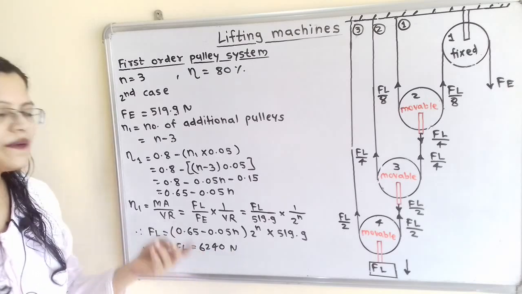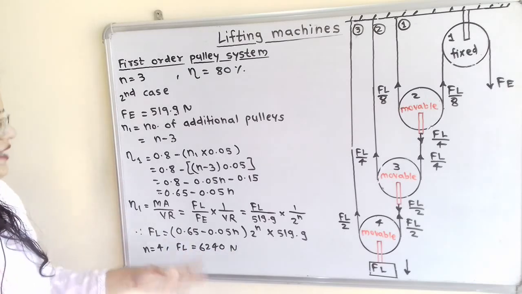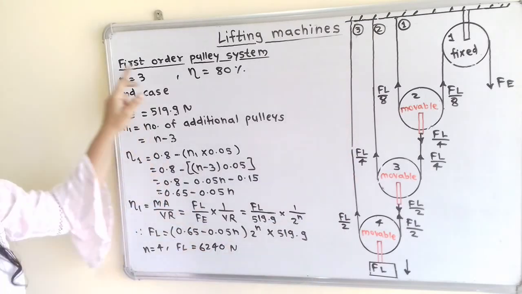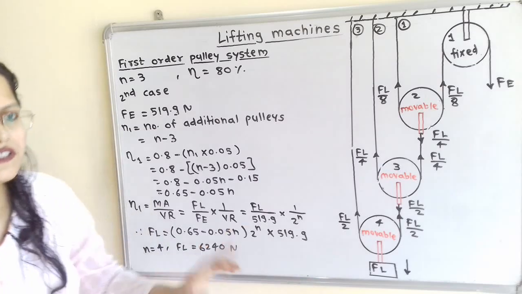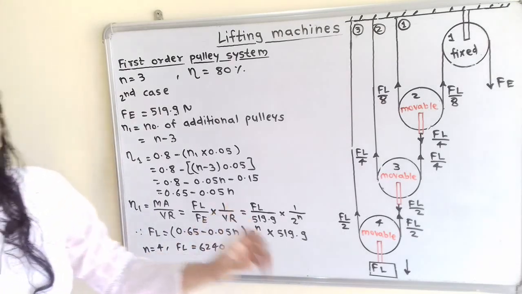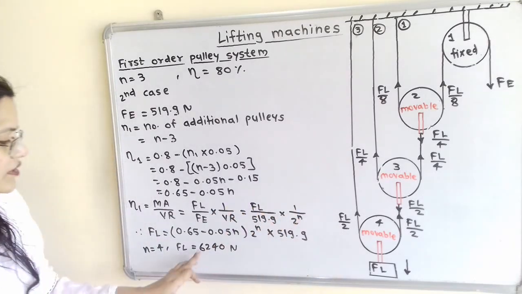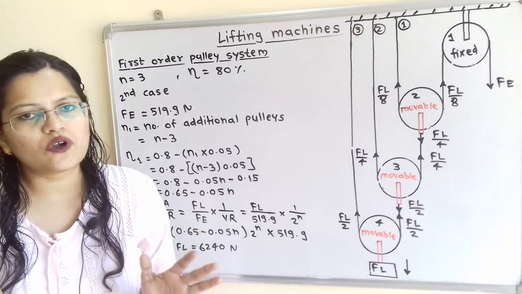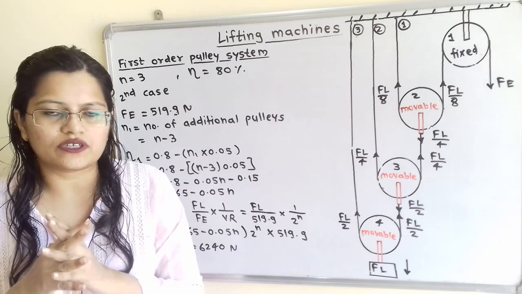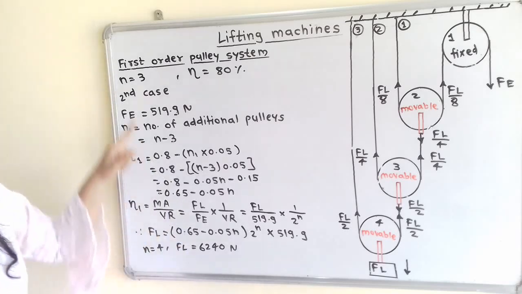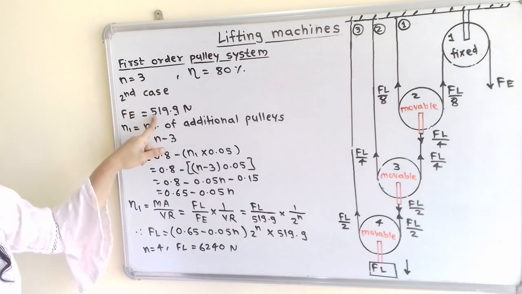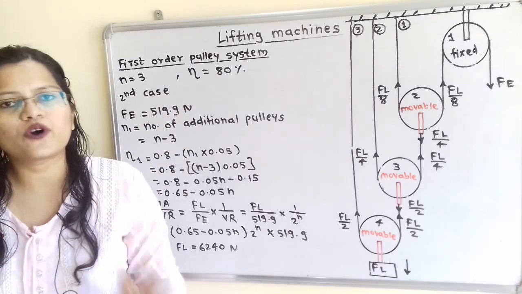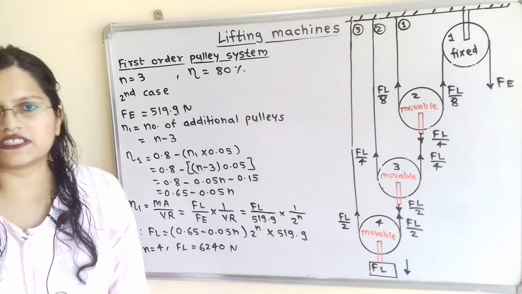That means when we take 4 movable pulleys in the system, it can easily lift the load of 6240 Newton. And what is our load? That is equal to 6000 Newton. So we can say that for the applied effort 519.9 Newton, we have to take 4 movable pulleys in the system.